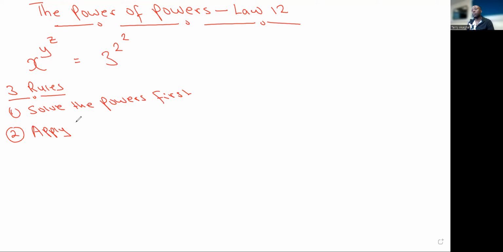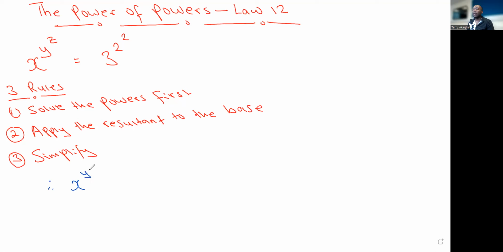The resultant you got from step 1, you apply it to the base. Then after you've done that, you what? You simplify. So that means if you have something like x raised to the power y and y raised to the power z, what you do first is solve y raised to the power z first, you get an answer, then you now apply it to the x. Is that okay? So that's what you do.